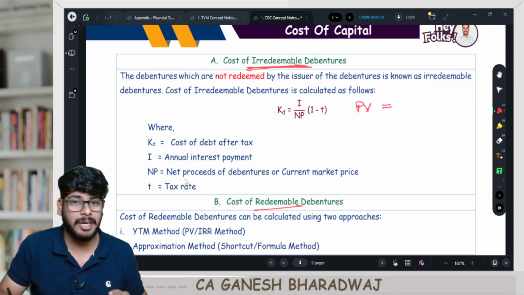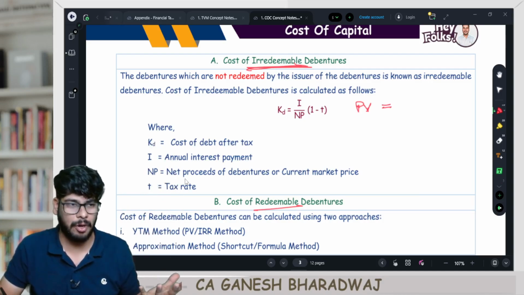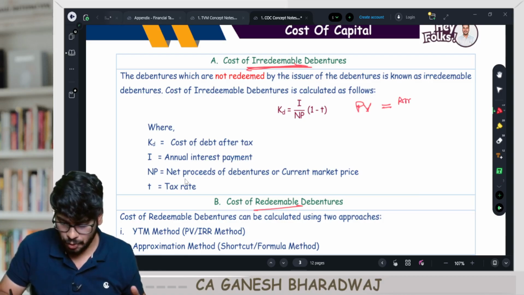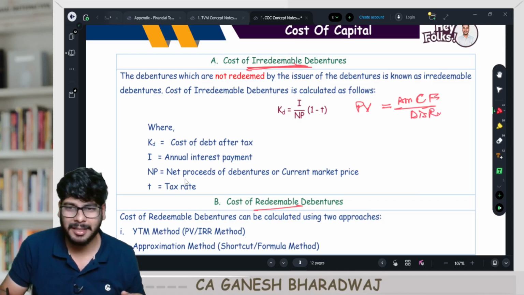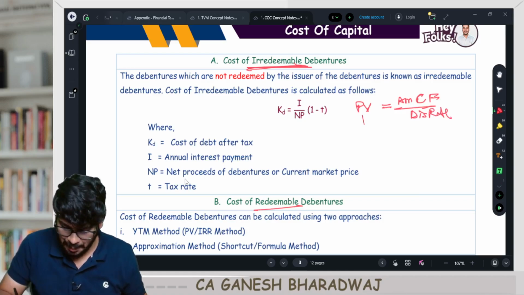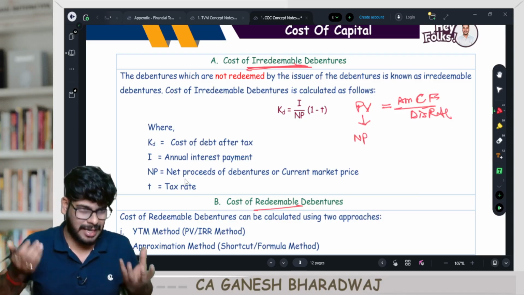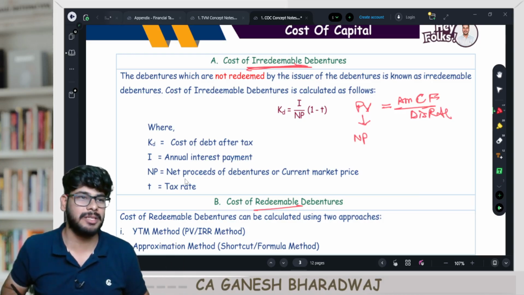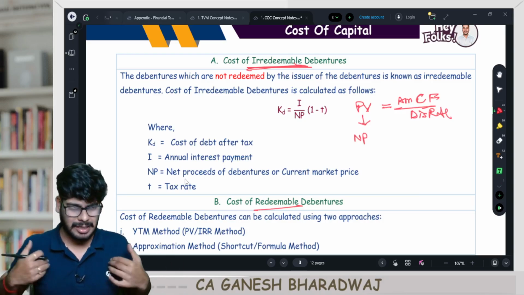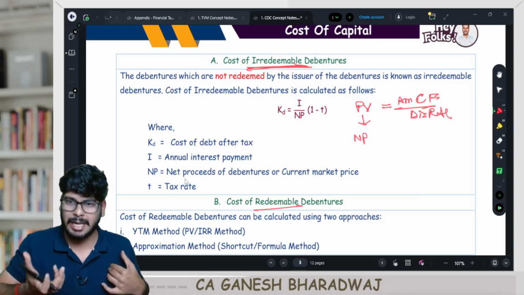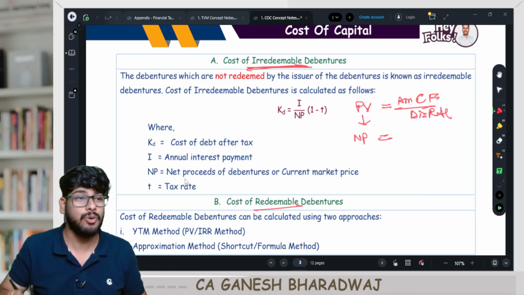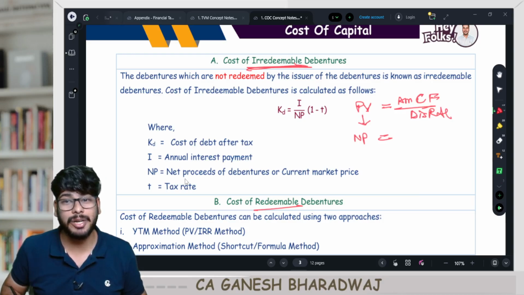What is the formula for that? Infinite equal cash flow. What is the formula for that? Annual cash flow. Very good. Divided by discount rate. Correct? Now, in this case, the present value of debenture, can I call it as net proceeds? Because that is the amount that I get today from the investors, adjusting for any flotation cost. So technically, from the viewpoint of the company, that is the amount it receives. Can I say this is equal to what is going to be the annual cash flow in case of debenture?